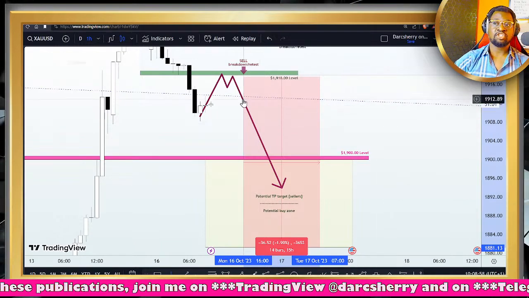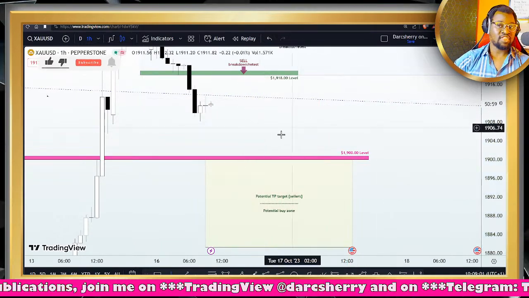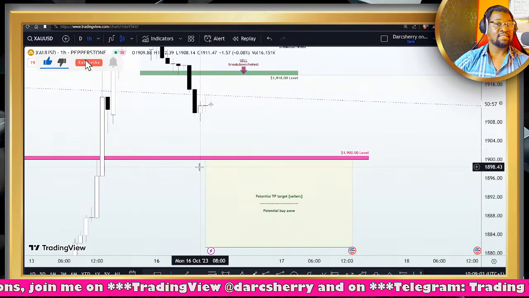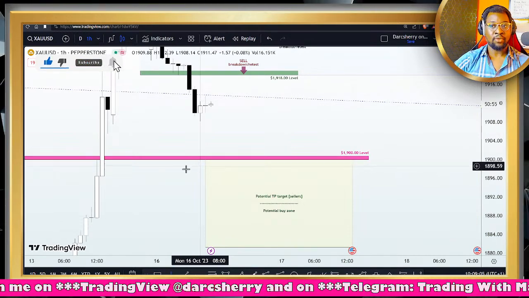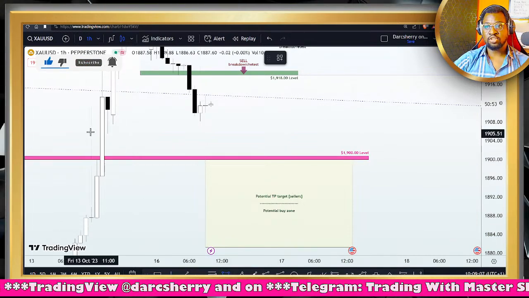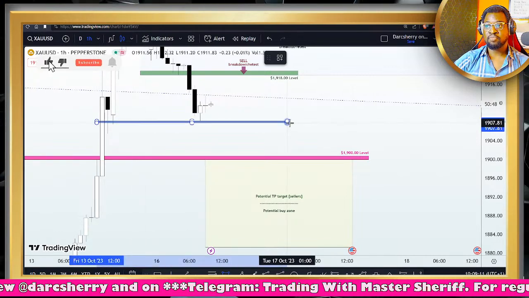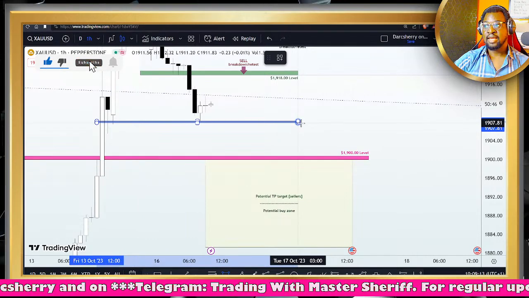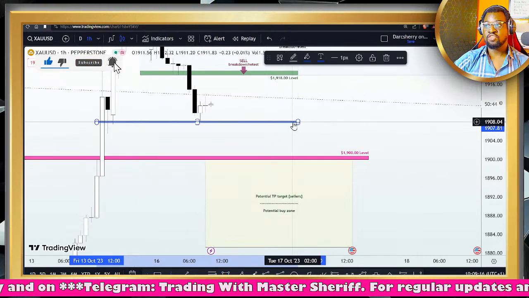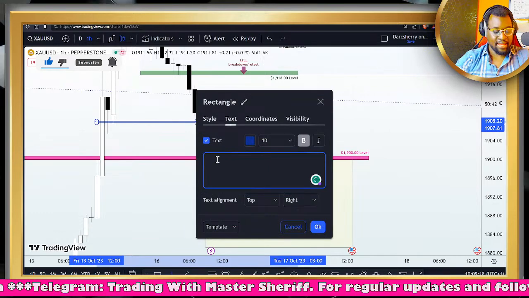Now, if price does not climb back above the 1,918 and instead continues to drop down, then we have a support zone here. As you will see right now, the lowest point price action has been for this week is along the $1,908 level.